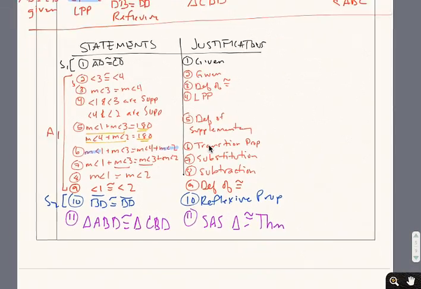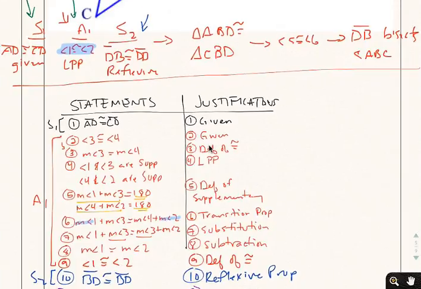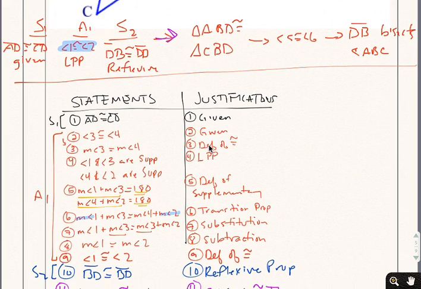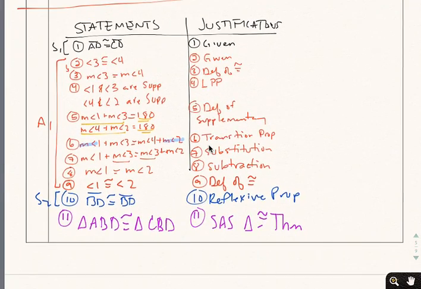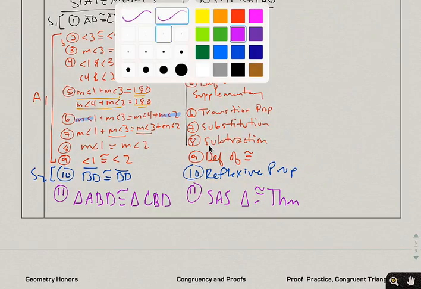So we're pretty darn close to the end. If we're reviewing our plan, which we should always go back and review, we said we're going to use side angle side to prove the triangles are congruent, which we just did. We're going to use triangle congruency to conclude the angles are congruent, and because the angles are congruent, then it's bisection. So we're just about 3 steps from the end here.